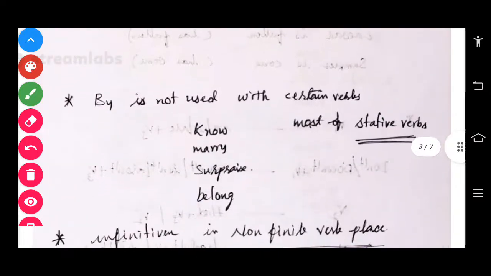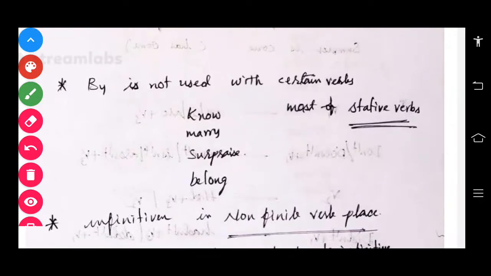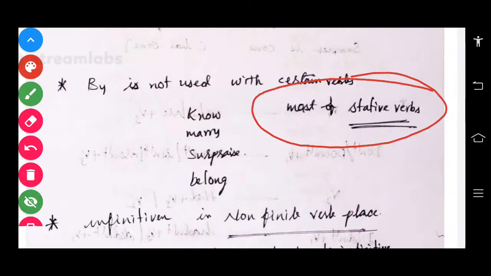Okay, and one more, next: by is not used with certain verbs. For certain verbs we should not use by. So what are those certain verbs? On the right top and the right side there is a thing, see, most of the stative verbs. So how many of you know stative verbs? Does anyone know what stative verbs are? When I taught you about the verb, right?